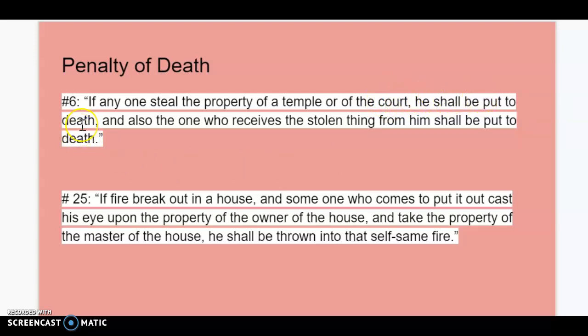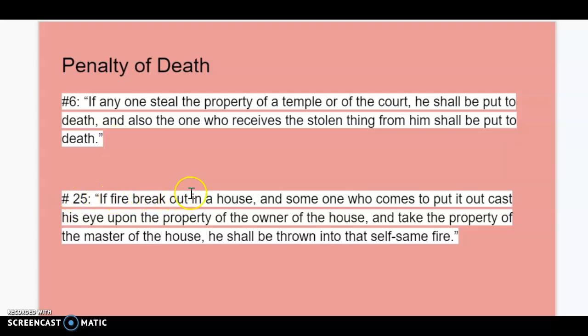But if someone steals something from the temple or the court, Hammurabi's royal court, and then they sell it or give it to somebody else, then the person that receives it will also be put to death. And that is important to note. This one is wild. Number 25.